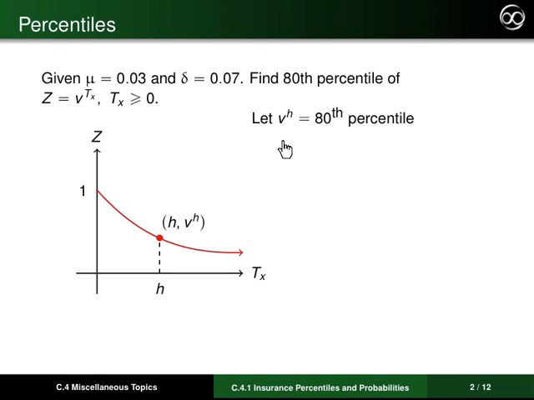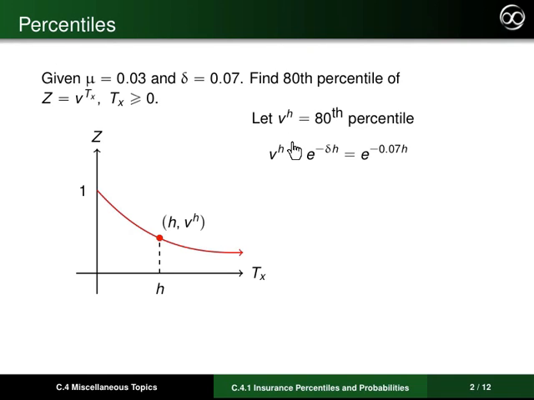v to the h just says discount for h years. So that's e to the minus delta h. And in this case, delta is equal to 0.07. So the answer to my question is e to the minus 0.07h. However, I need to find out what h is. To do that, I'll apply what the percentile means.